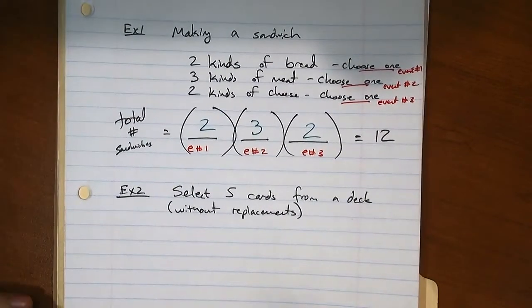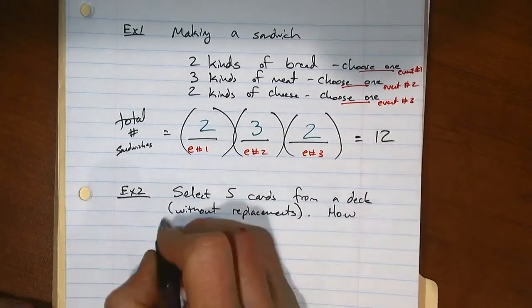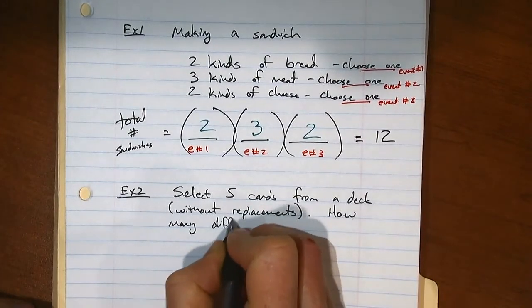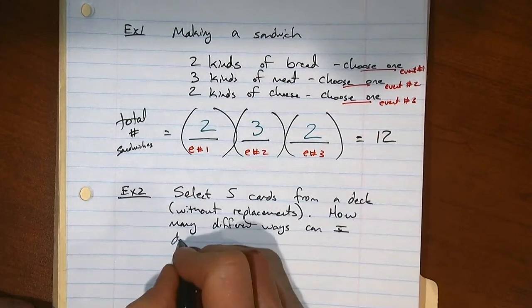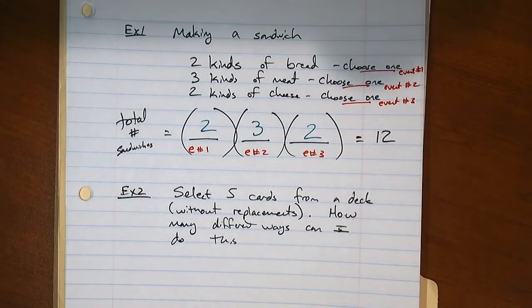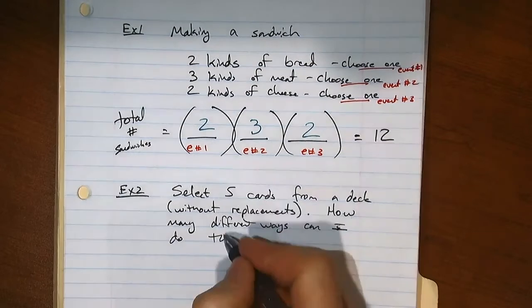Select 5 cards from the deck without replacement. Okay. How many different ways can I do this? Maybe the first time the deck's not shuffled, and so I pick the ace of spades, the 2 of spades, the 3 of spades, the 4 of spades, and the 5 of spades. Boom. Now somebody shuffles it. This time I get the 2 of spades, the ace of spades, the 5 of clubs, the king of diamonds, whatever. So you can see there are all these different options. How many different ways can I do this if I'm picking 5 cards from the deck without replacing them?